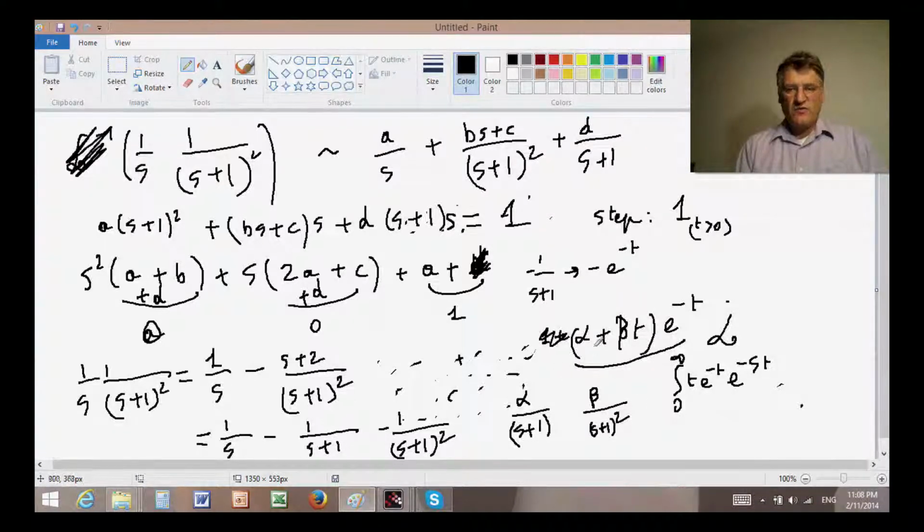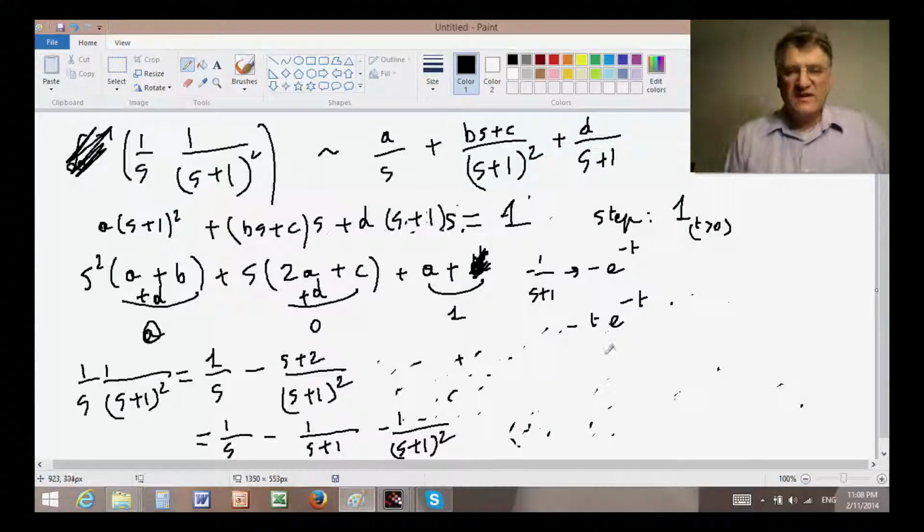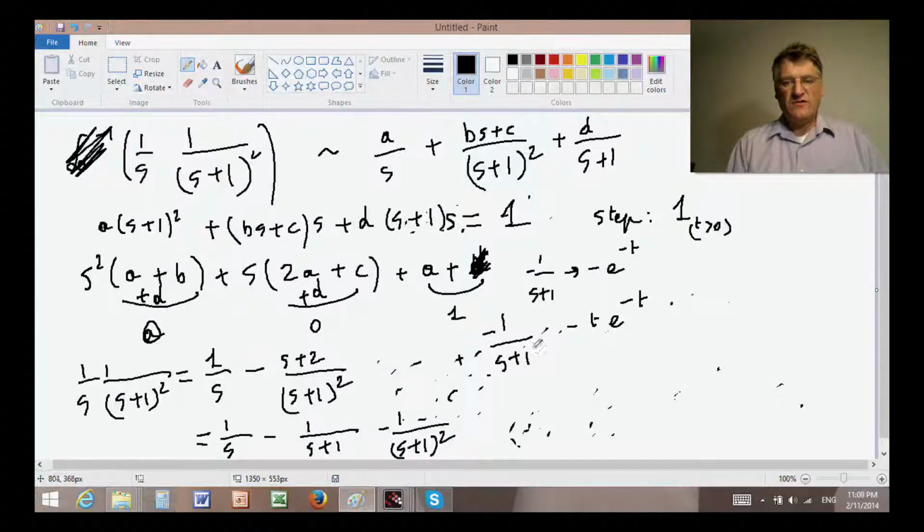Okay, so what we'll see is that this, if I erase a little bit of what I've done, the inverse Laplace transform of this would be something along the lines of minus t e to the minus t. Okay, now that's for minus 1 over (s plus 1) squared.